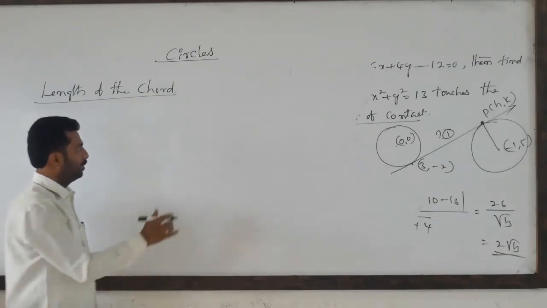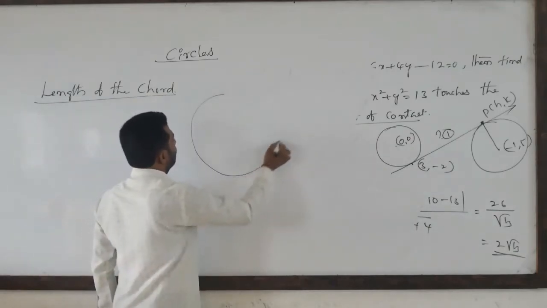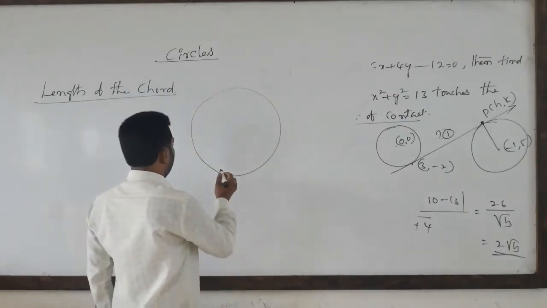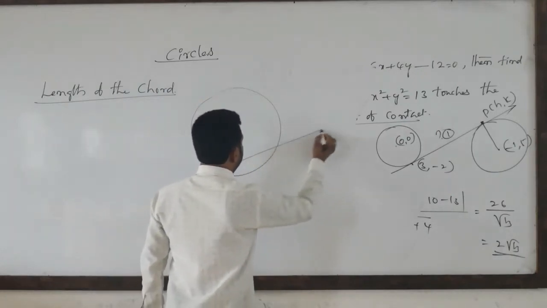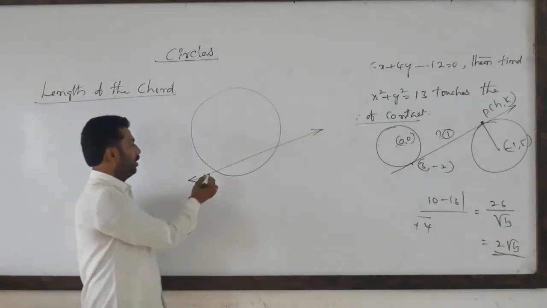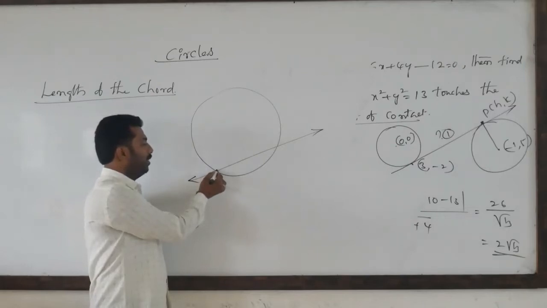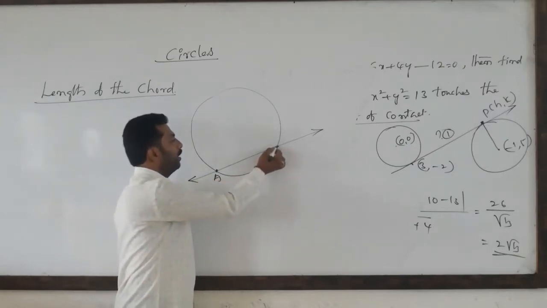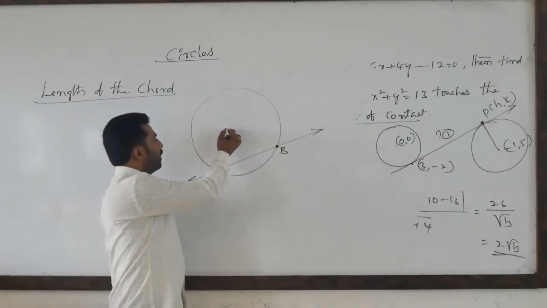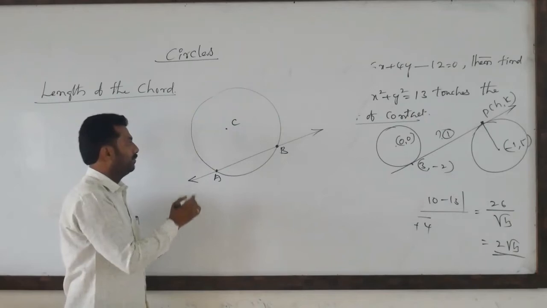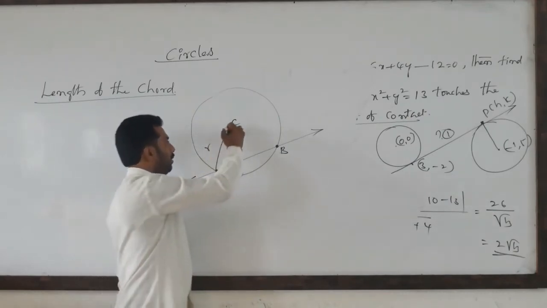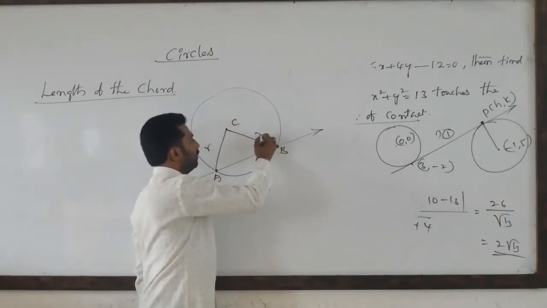See here. Suppose this is a circle. One chord, one line is there. This is a secant line, which means it meets the circle at 2 points, that is A and B. Center of the circle is C. No doubt about it, this is radius R. This is also radius R.